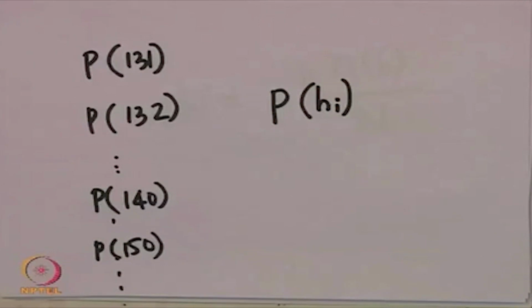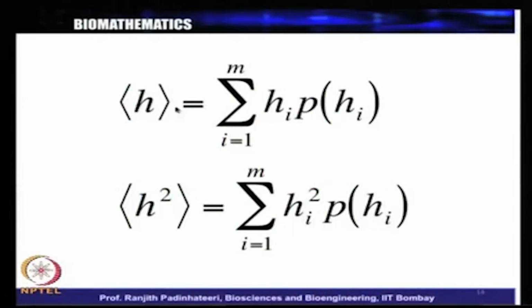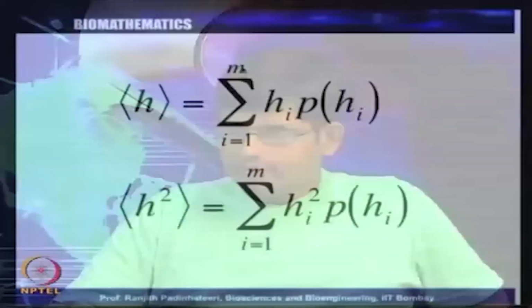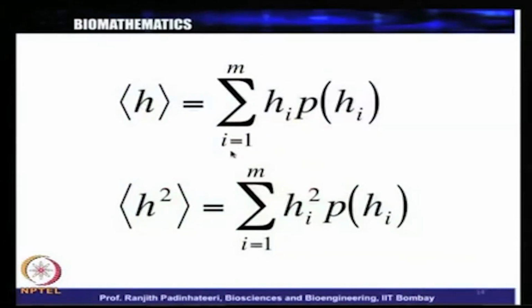Then the average is defined in the following way. The average height is defined as sum over hi P of hi, where i goes from 1 to m. If you divide this into m intervals, in our example we had 130, 131, 132, 133, 134 up to 180. So, 50 heights we had defined, so m is 50. This sum over i from 1 to 50 of hi P of hi will give you the average.